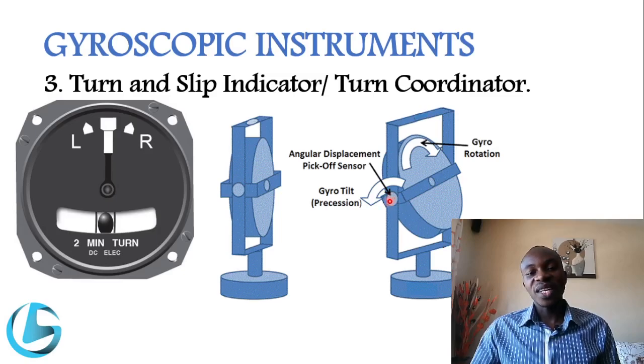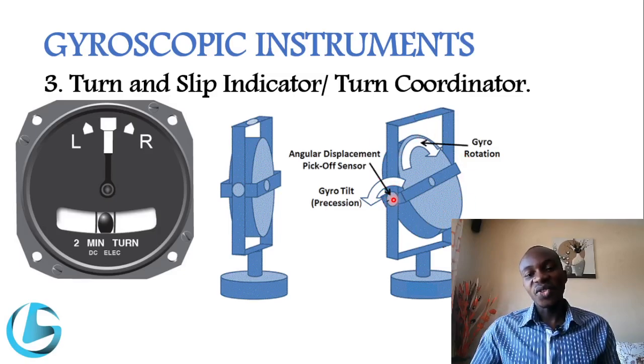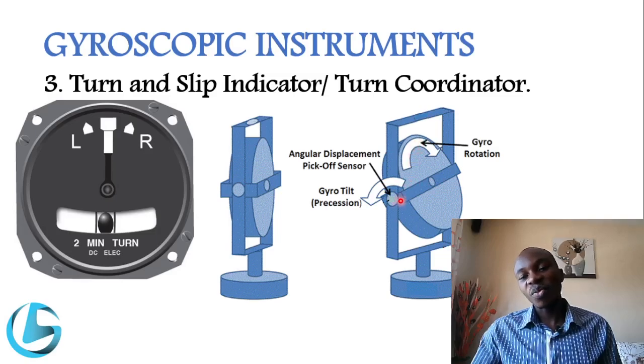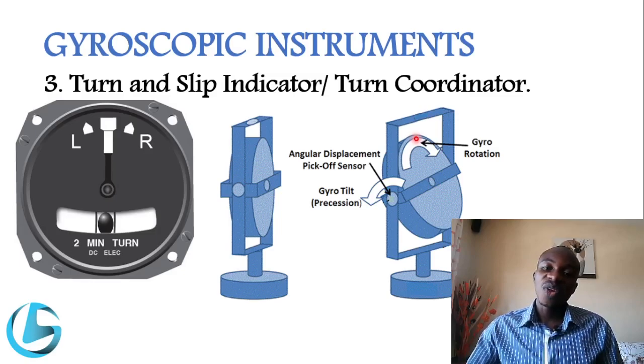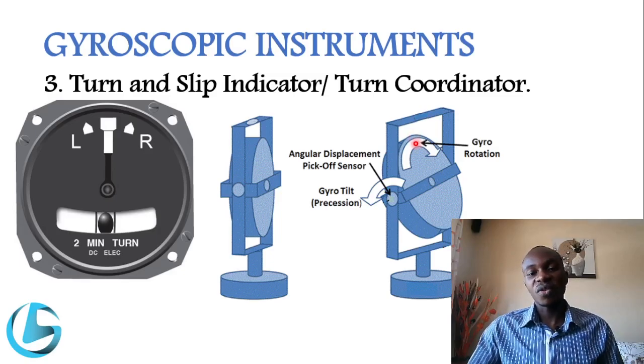So if a force is applied here, maybe due to a left turn or a right turn of the aircraft, the reaction will take place in the direction of rotation of the gyro, 90 degrees from the point of application. So if the force is applied here, the direction of rotation is this side, and then 90 degrees from this point will be this place. So this is where the reaction is taking place, and as you can see, it has tilted outwards. This is the precession effect.